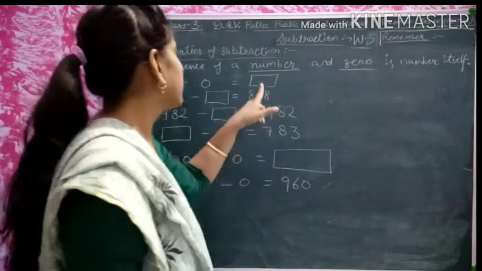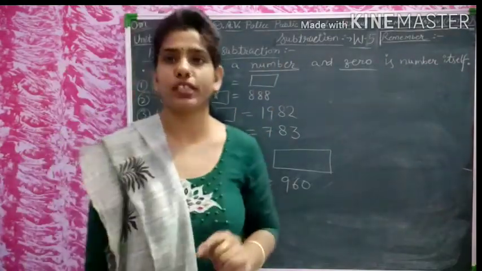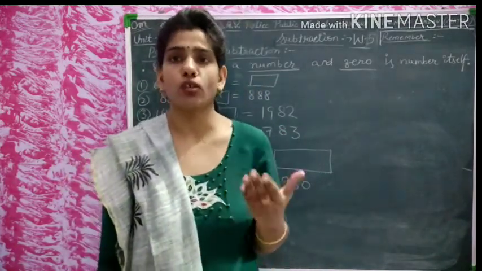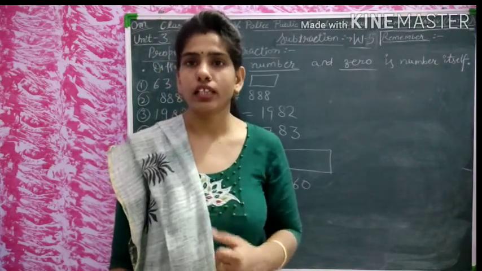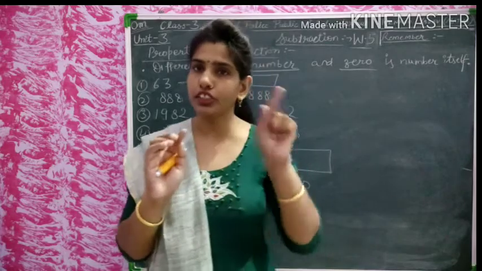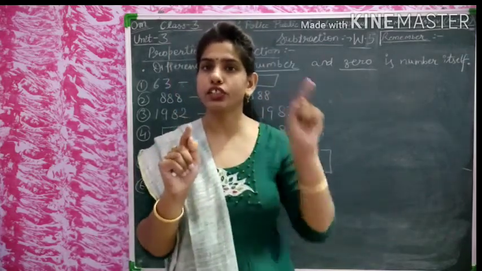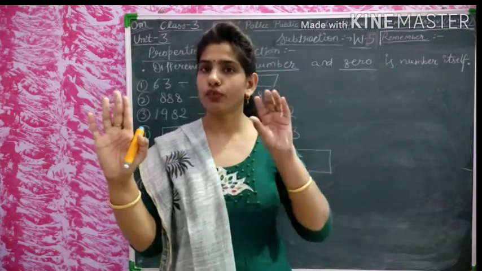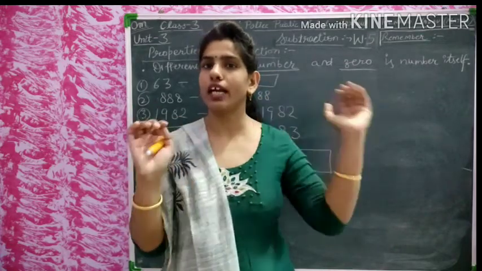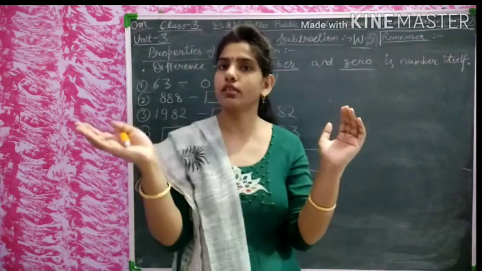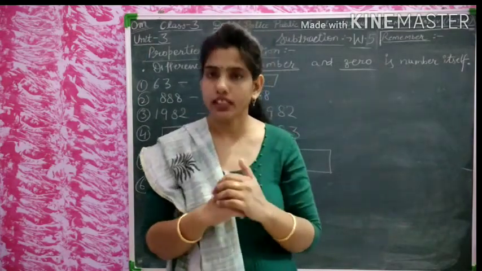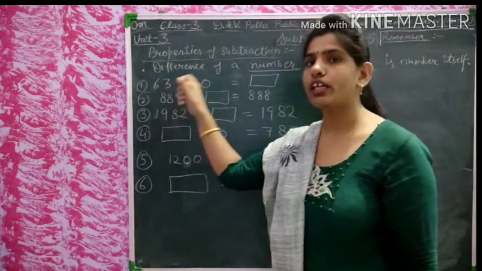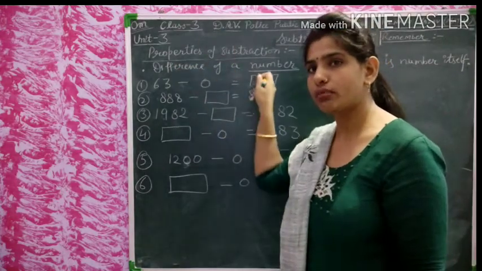Let's see there, students. There is the subtraction property. As you have so many properties, subtraction also has a property. If you subtract 0 from any number, we will get the number itself. This number becomes your answer. Is it clear, students? If you subtract 0 from any number, you will get the number.